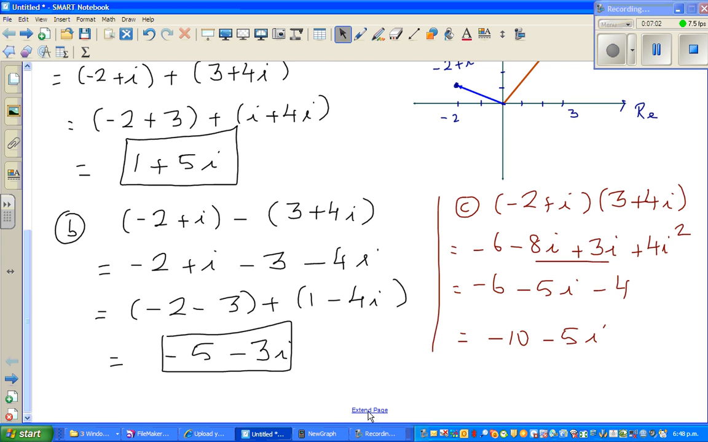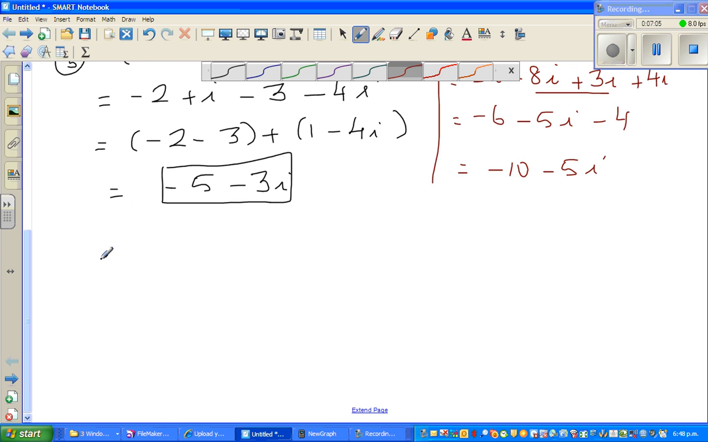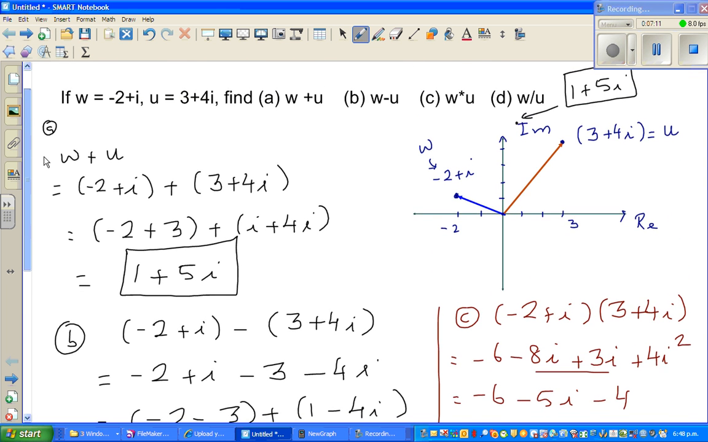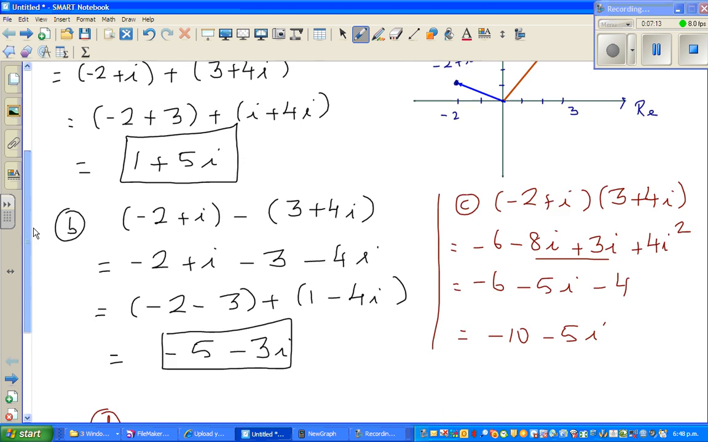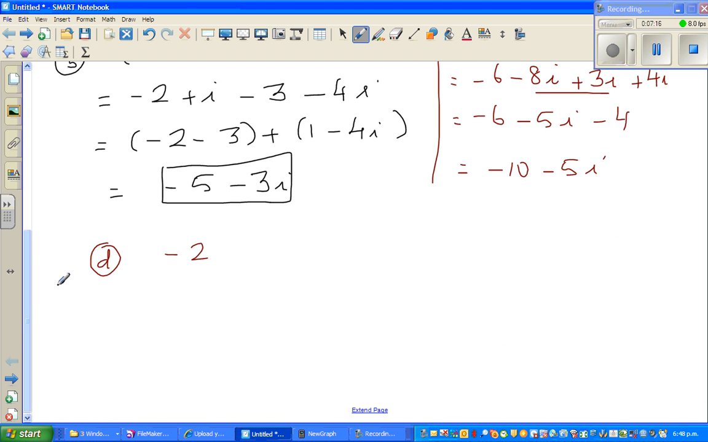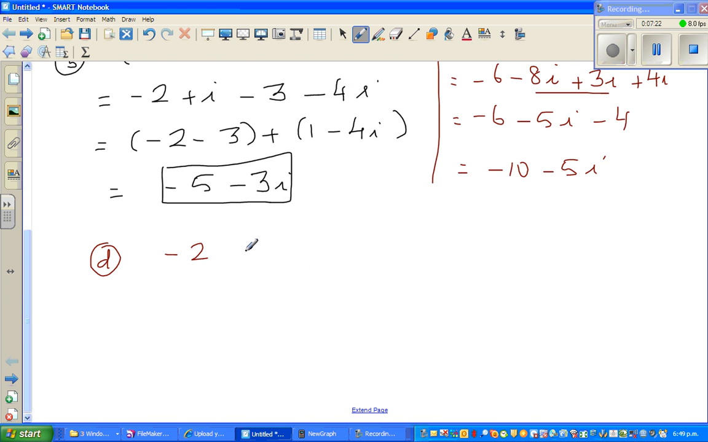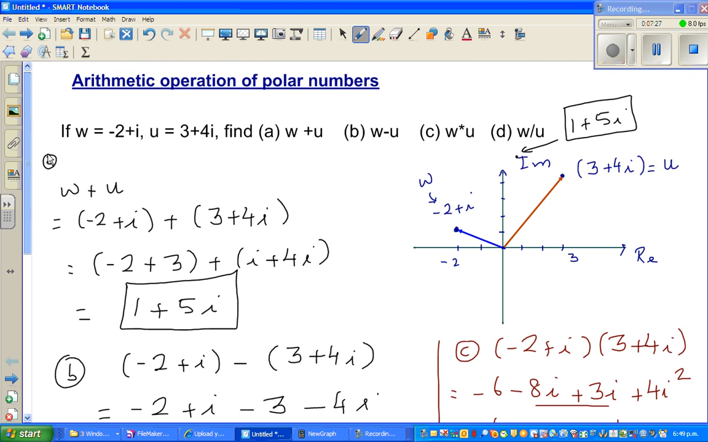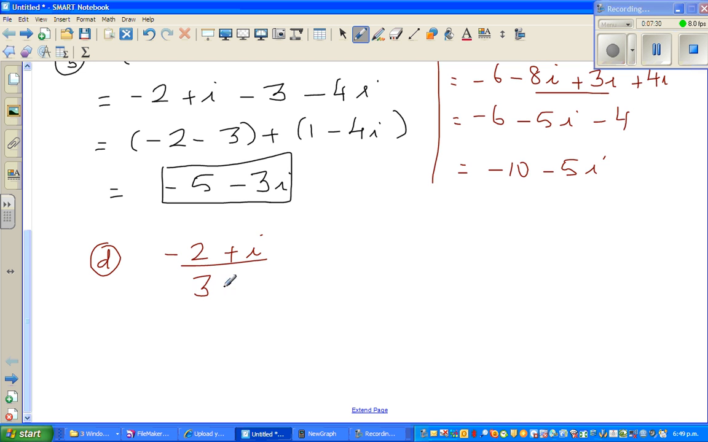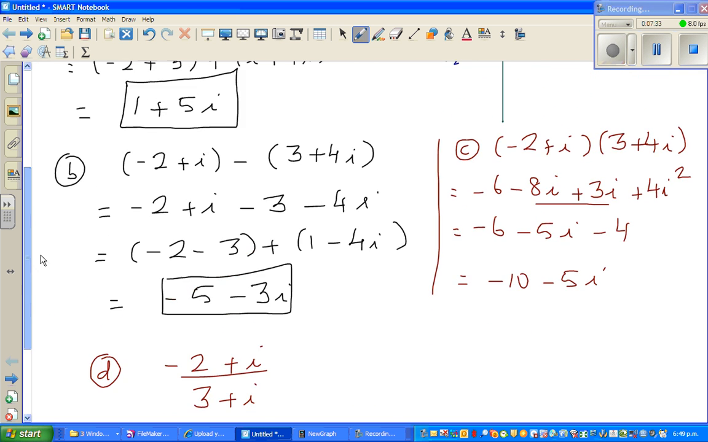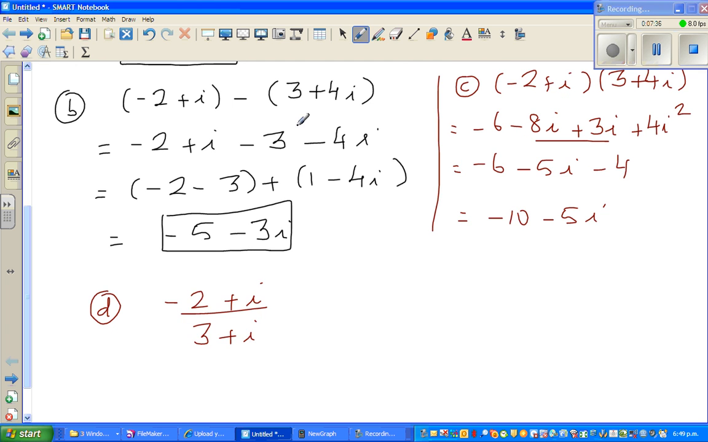And finally, you want to divide them. So for D, you have to divide. So D for divide. Okay, that's interesting. So W is minus 2 plus i, divided by 3 plus 4i. And division, you have to do something very different. Always good to check. You have to multiply by the conjugate of this complex number.